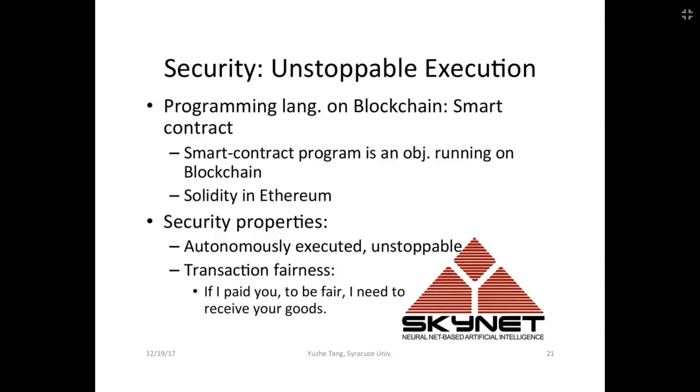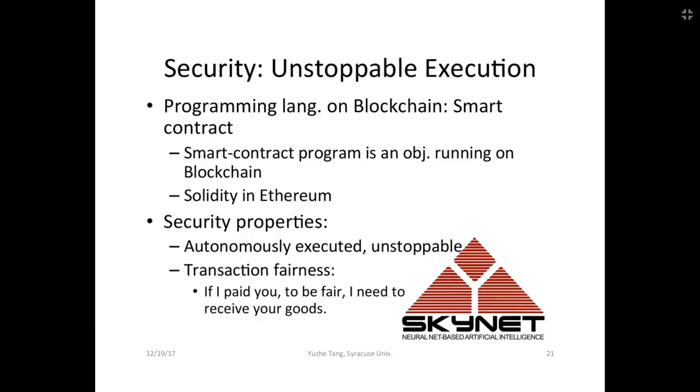So one security property when it comes to smart contract execution is that once the smart contract program started execution, it cannot be stopped. So this is what we call unstoppable execution. If you watch the movie Terminator, you probably heard the term Skynet. Skynet is known to be operated by the AI. One of the properties there is that it cannot be stopped. So in some sense, blockchain is similar to Skynet in the sense of unstoppable execution.